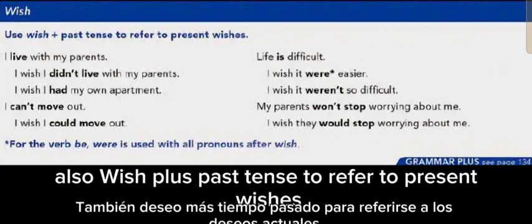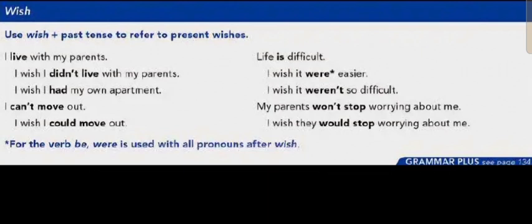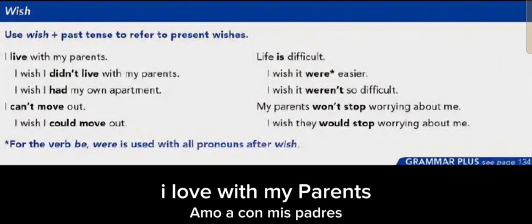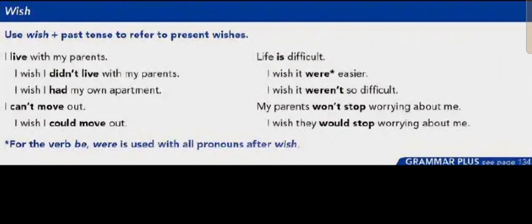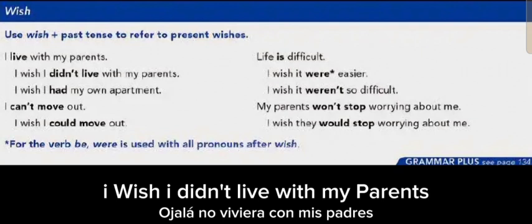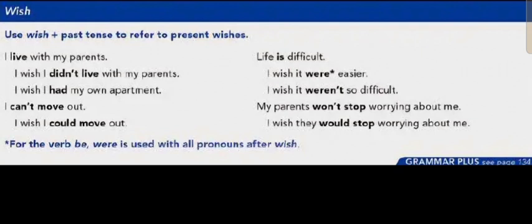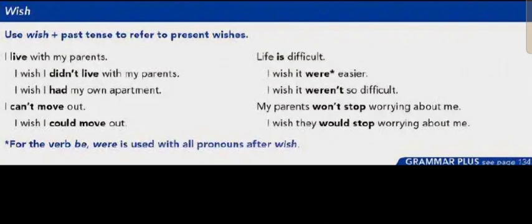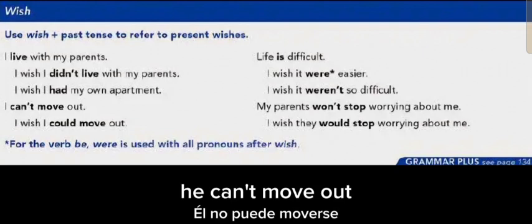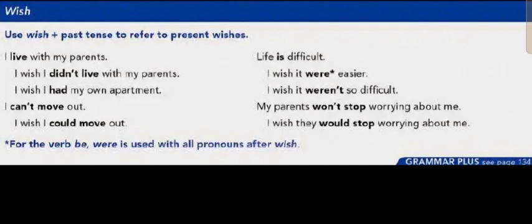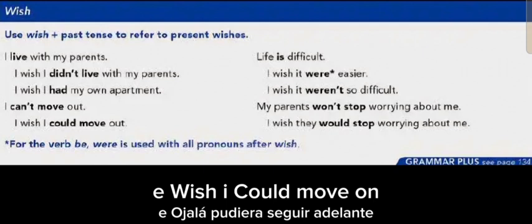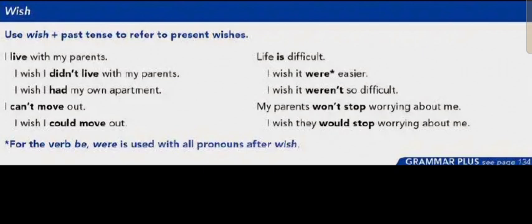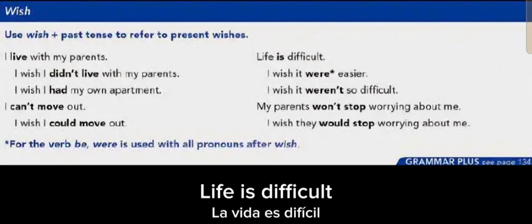Use wish plus past tense to refer to present wishes. I live with my parents. I wish I didn't live with my parents. I wish I had my own apartment. I can't move out. I wish I could move out.